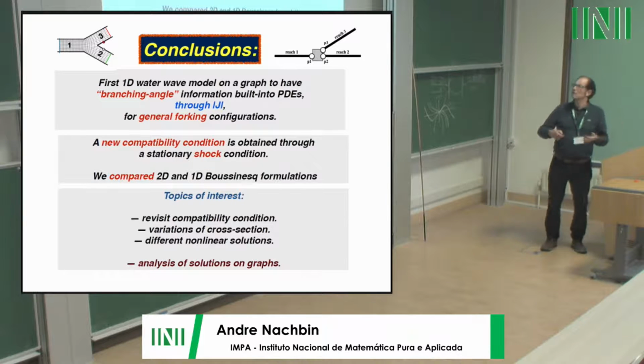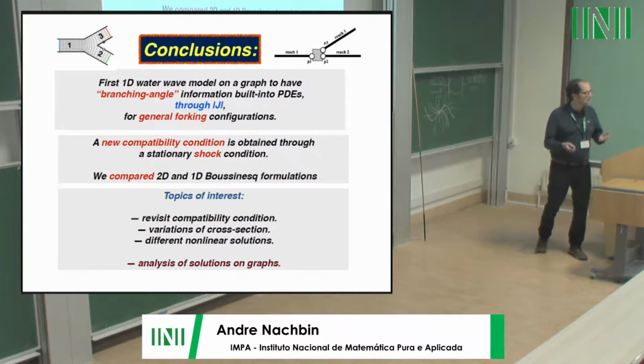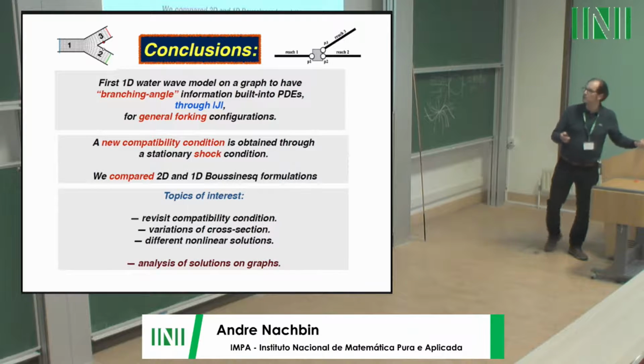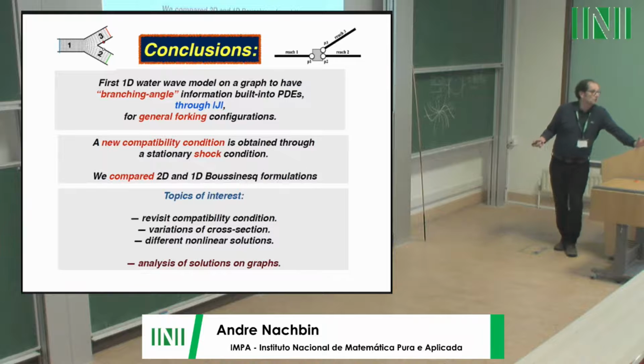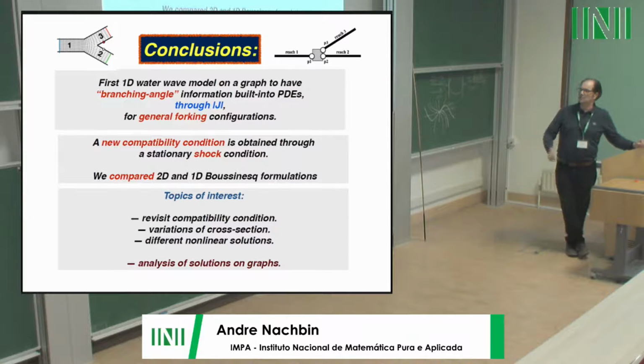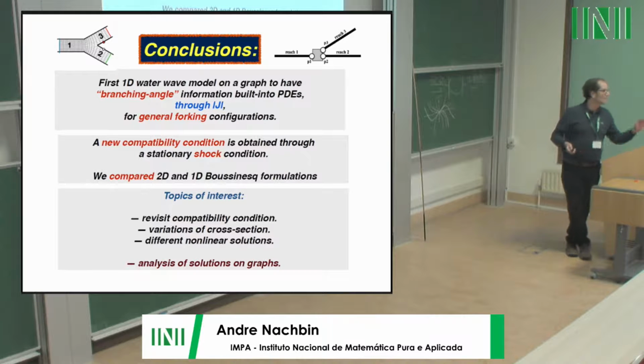Topics of interest: I want to revisit the compatibility condition and see if we can improve it. Why does it start to deteriorate at 60 degrees? Variations of the cross section, natural variation. There are many things to add. Different nonlinear solutions, right, solitary waves. This is out of my reach. I'm not an analyst, but there is analysis for this kind of problem.